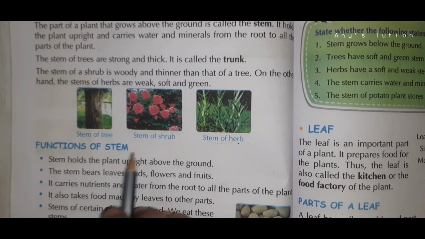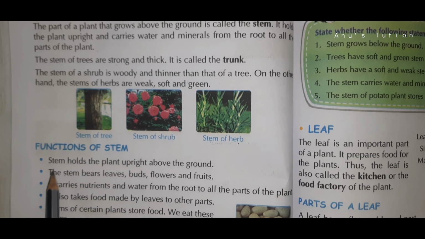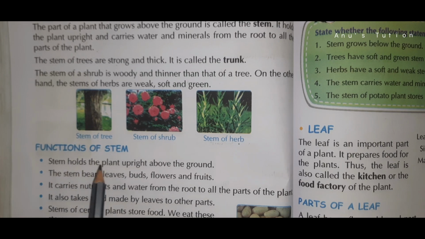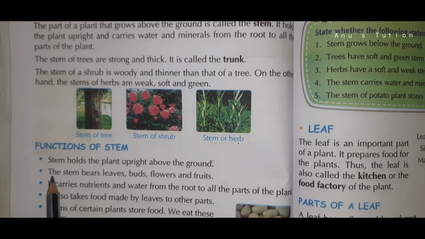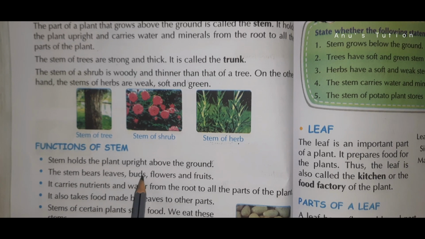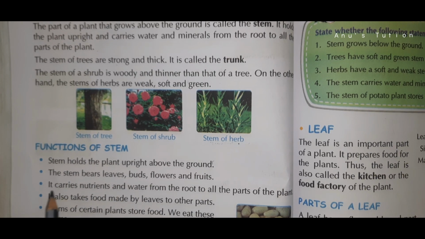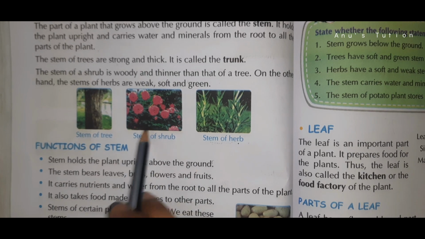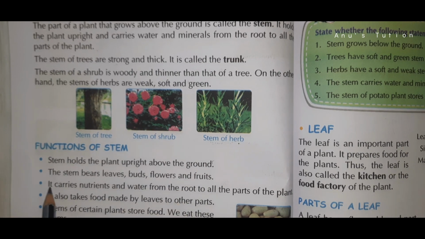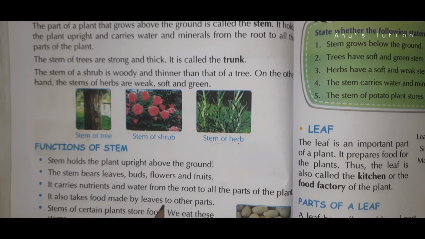Functions of a stem. Next topic is functions of a stem. The stem holds the plant upright above the ground. Already we explained that. The stem bears leaves, buds, flowers and fruits. Here are flowers. It carries nutrients and water from the roots to all parts of the body. It also takes food made by leaves to other parts.